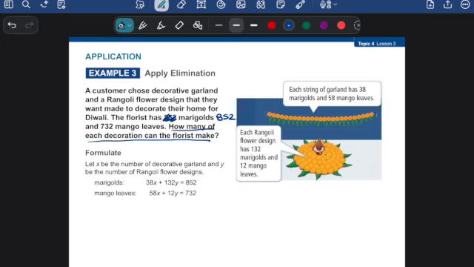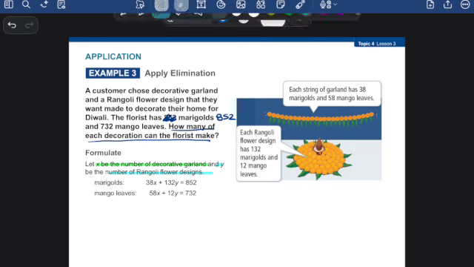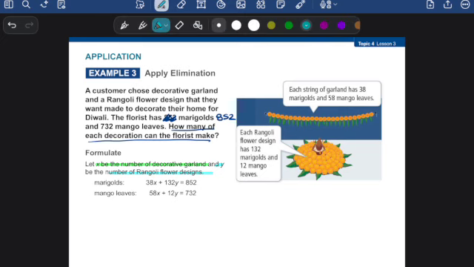So if you look at the question and the word problem, that can help you define your variables. My variables need to tell me the number of each design. So the number of garlands and the number of rangoli flower designs. So you can see here, we've said X is going to be the number of garlands and Y will represent the number of flower designs. And in the graphic, you can see how many of each type of flower it takes to make each design. It takes 38 marigolds and 58 mango leaves to make the garland. It takes 132 marigolds and 12 mango leaves to make the flower design.